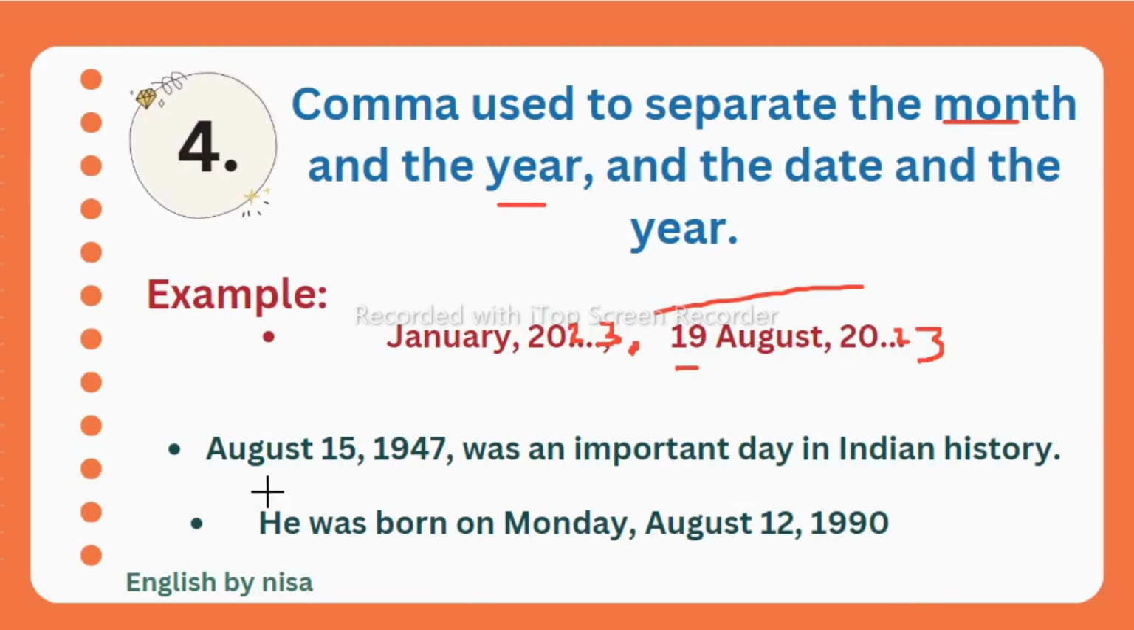Now you can see here, August 15, 1947 was an important day in Indian history. So here we have separated the month and date from the year. He was born on Monday. Remember the capitalization. We have to capitalize the days. So here we have separated this day with a comma, August 12th, a comma, then 1990. So here we have to put a full stop. I forgot. So here we have to use a full stop.